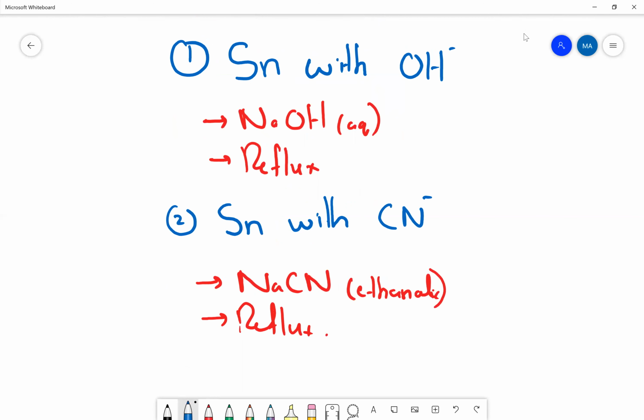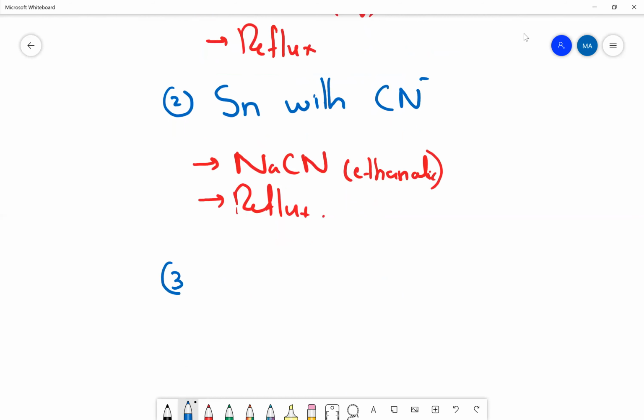Third reaction is SN, again, nucleophilic substitution with NH3. Sorry, because NH3 will displace the halogen here.